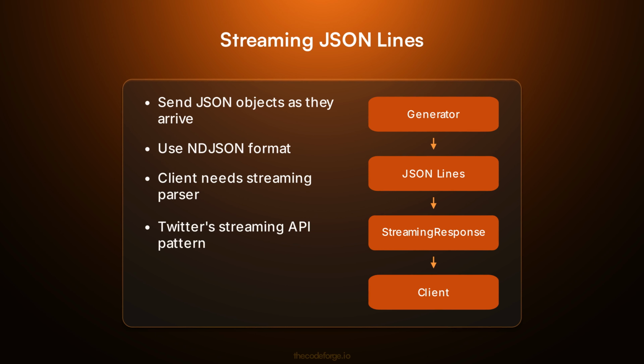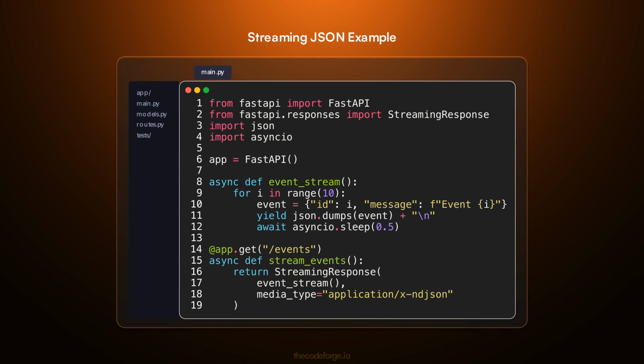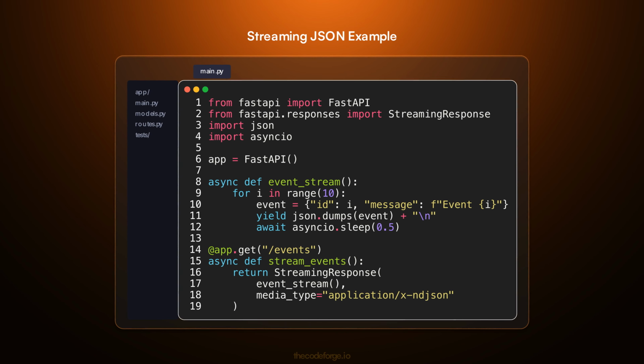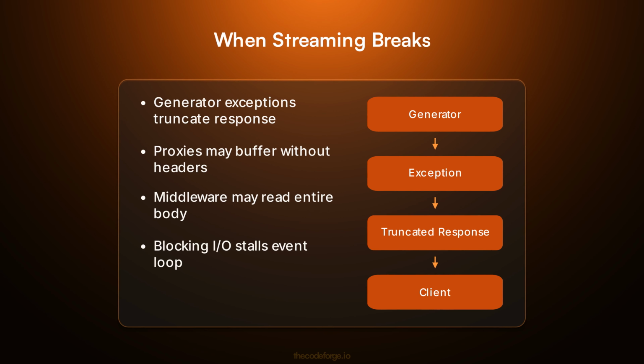For real-time dashboards or log streams, you can stream JSON objects separated by newlines. This is JSON lines format. The client parses each line as it arrives. This endpoint streams events as newline delimited JSON. Each event is serialized and yielded with a newline. The media type is application/x-ndjson.